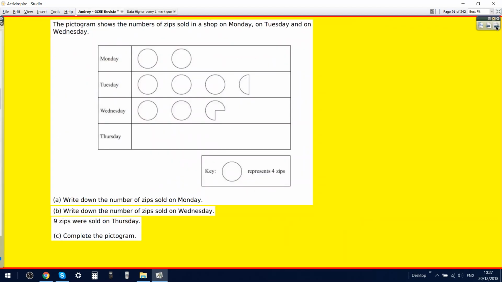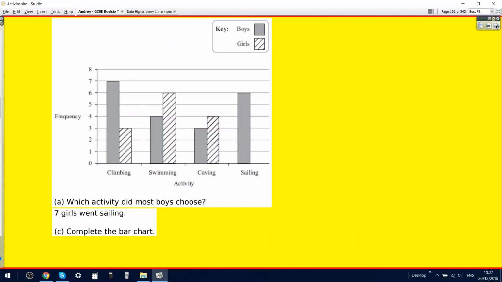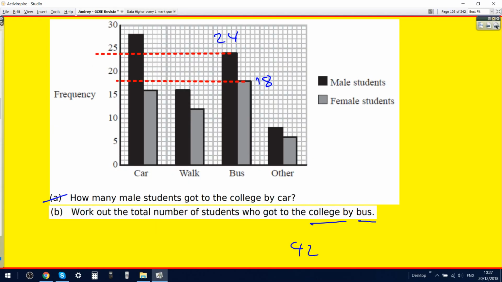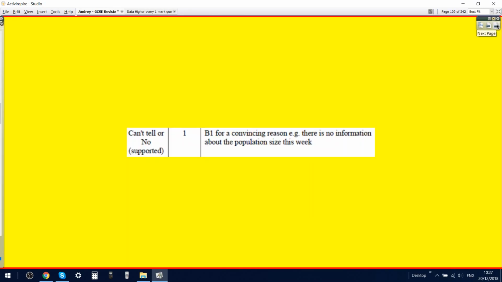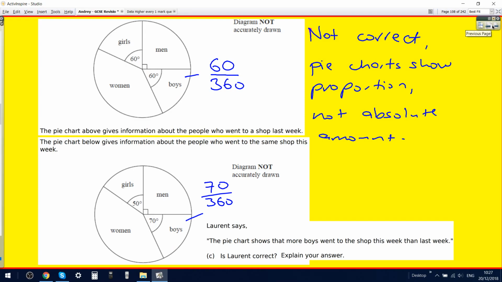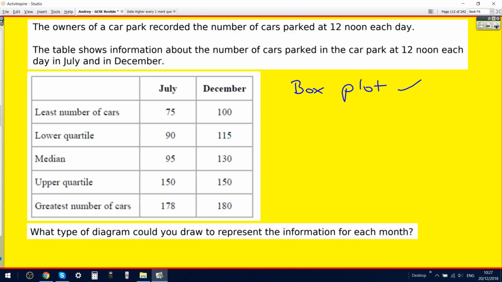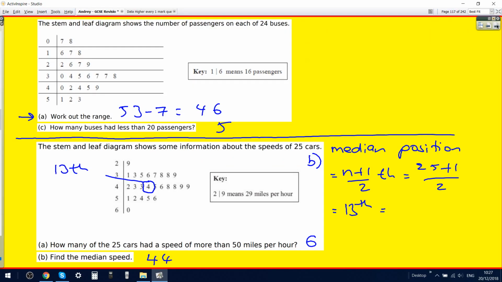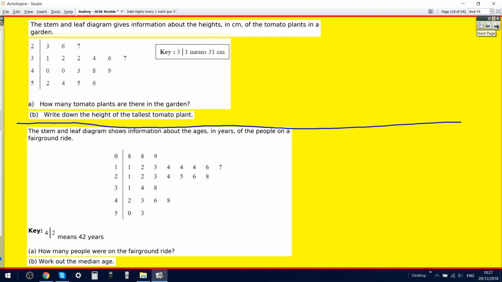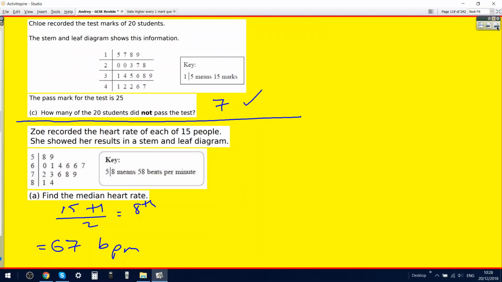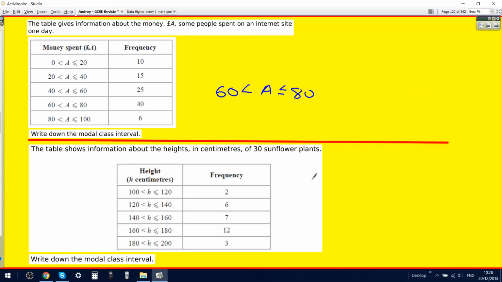Pictograms we're not doing, even though there's a million of them. Bar charts, easy peasy. Nah, we'll see a different time. What would be the answer to part B for the top one? 56 centimeters. 56 centimeters. Okay, what would be the bottom one?